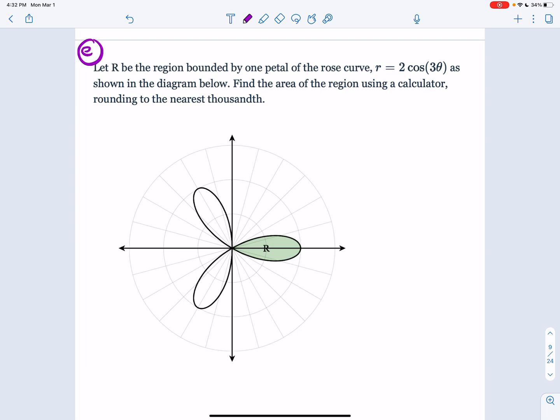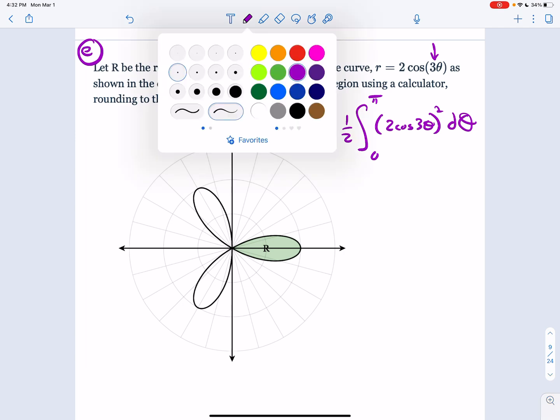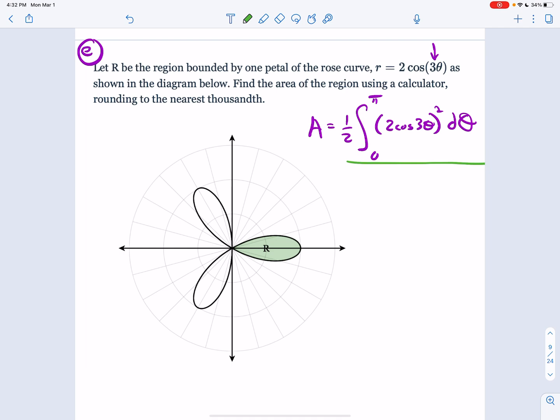Okay, so here we want A equals 1/2. Since the angle is multiplied with something odd, I know I'm going to go from 0 to pi. Radius squared, so 2 cosine 3 theta squared d theta. And I know that I only want 1 out of the 3, so I'm going to divide it by 3 here.